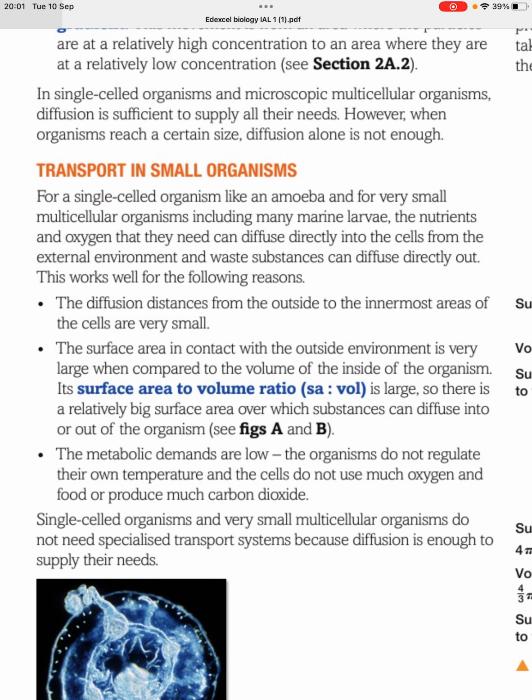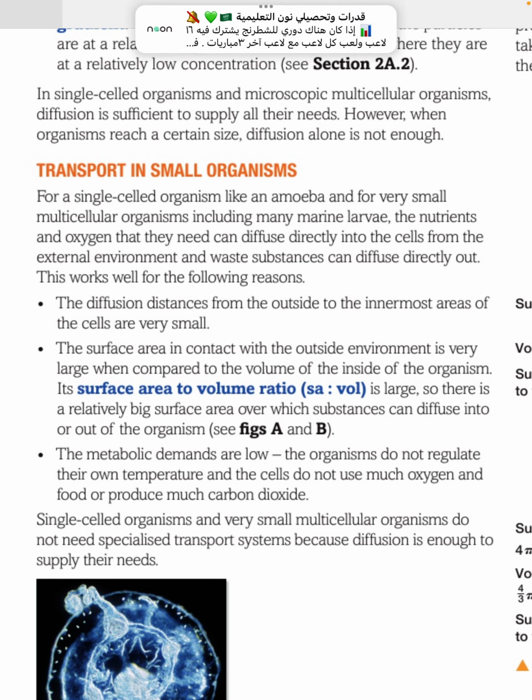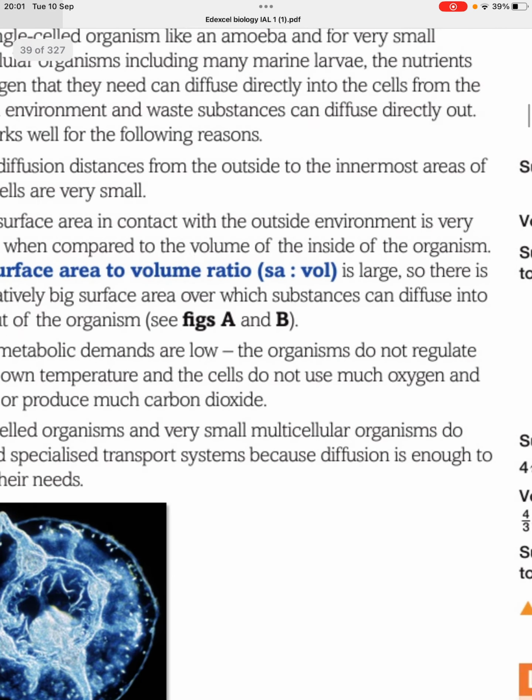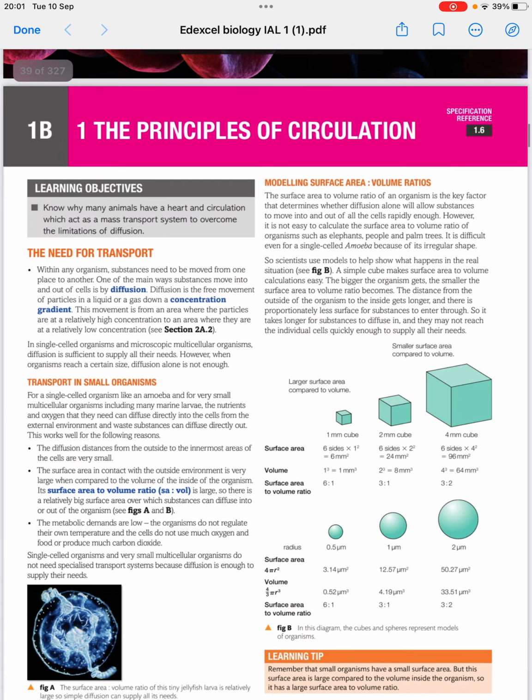So the organisms do not regulate their own temperature and the cells do not use much oxygen, food, or produce much carbon dioxide. Metabolic demands are low. Okay, so this is why diffusion is more than enough. Diffusion just does their own needs.